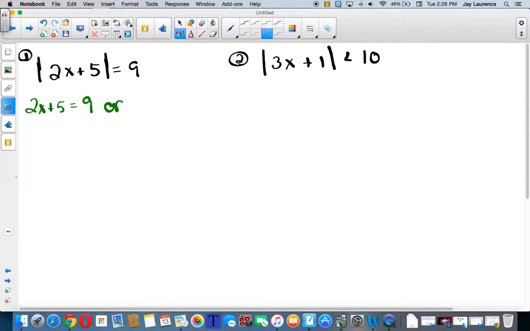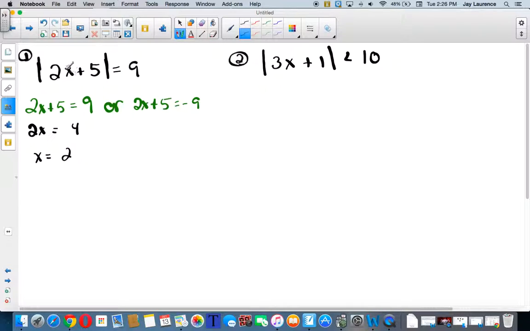Or 2x plus 5, and that's going to equal -9. Do you see that? I have to solve both of these equations, and then I will get both answers. So let's go ahead and do that. We're going to get 2x, and that's going to equal 4. So therefore, x is going to equal 2.